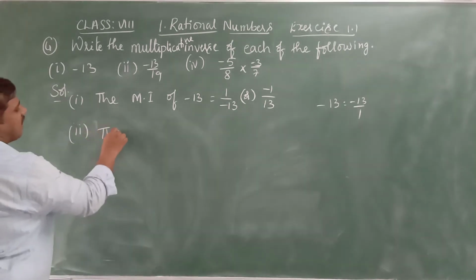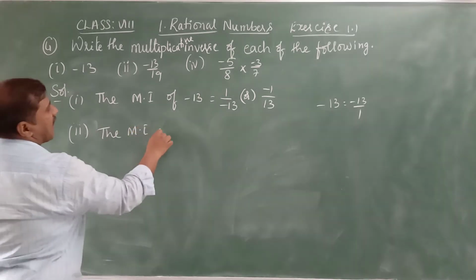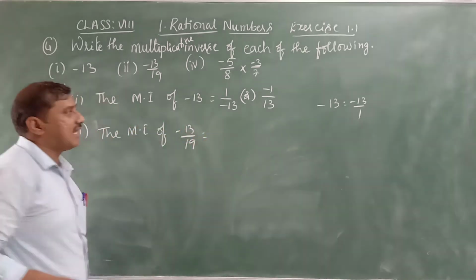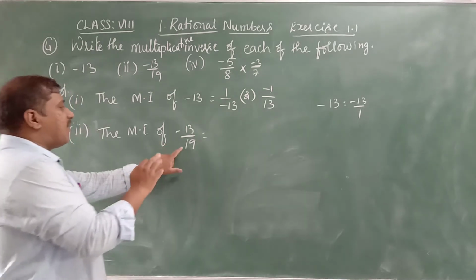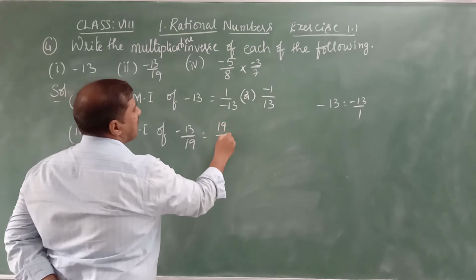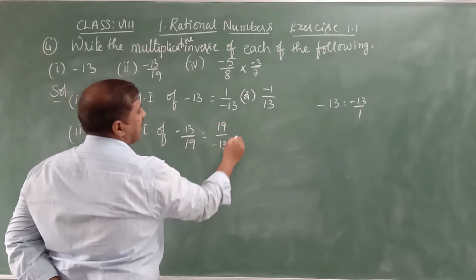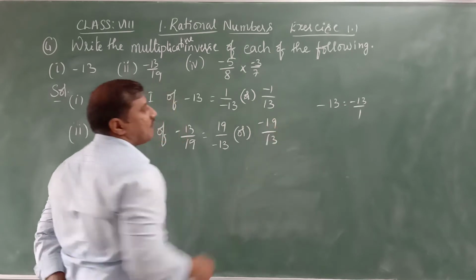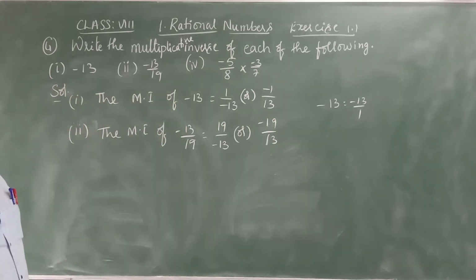Now the second bit: the multiplicative inverse of minus 13 by 19. Yes, interchange the denominator as numerator and numerator as the denominator. That is 19 divided by minus 13, or minus 19 by 13, which we can also write in the standard form.